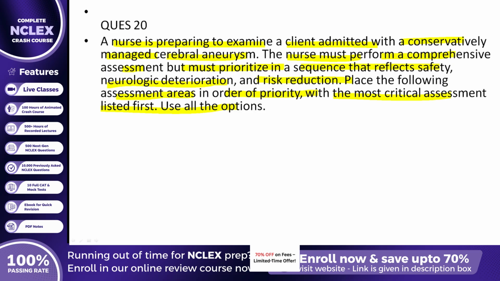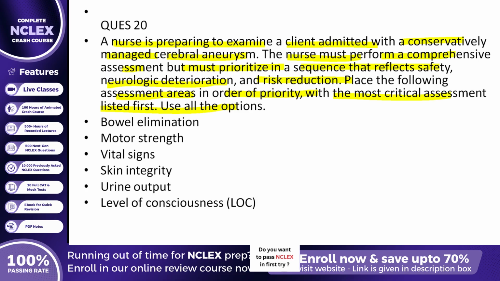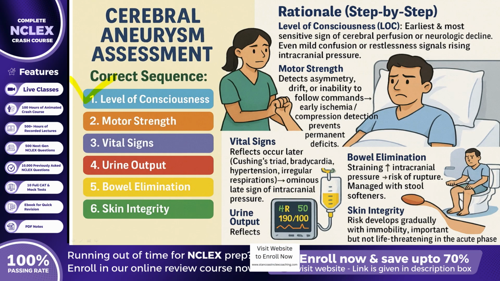Here are the options: bowel elimination, motor strength, vital signs, skin integrity, urine output, and level of consciousness. Now let us reveal the correct sequence of priorities. First comes level of consciousness, followed by motor strength, then vital signs. Next, urine output, then bowel elimination, and finally, skin integrity. Let us now explore the reasoning step by step.